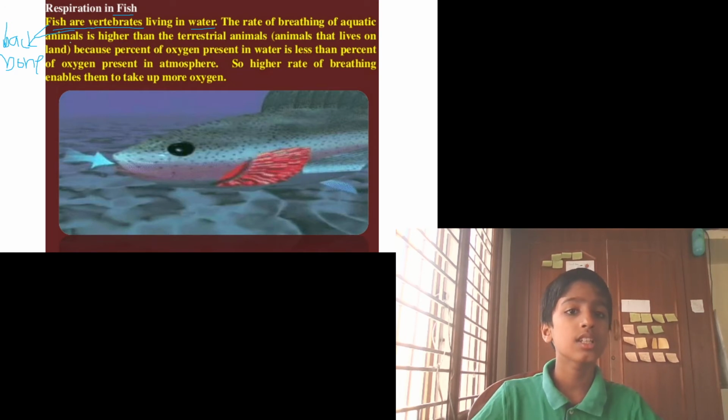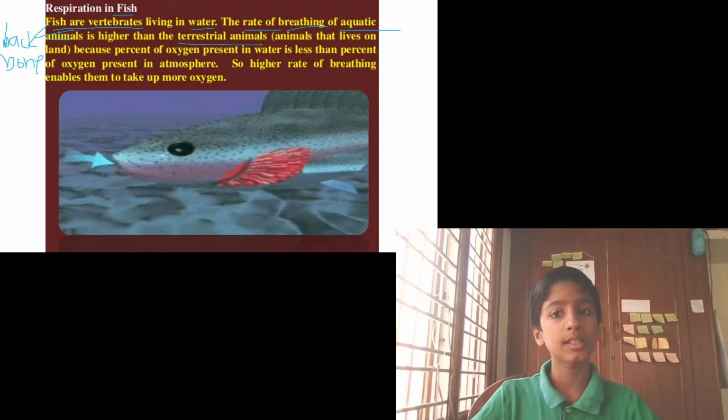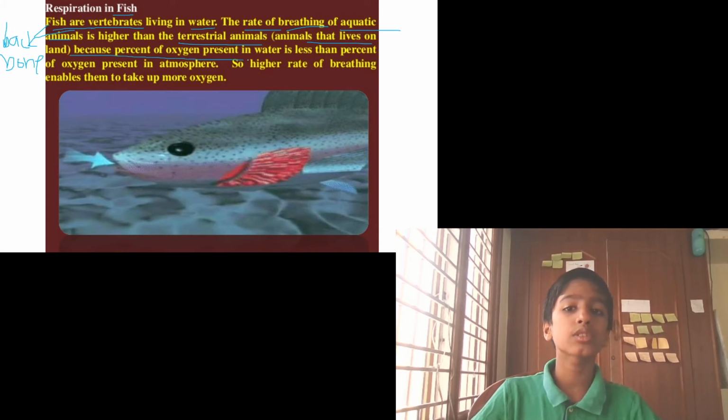So fish are the vertebrates which live in water, and the rate of breathing of aquatic animals is higher than the terrestrial animals. Yes, so the rate of breathing, how much they breathe, is more than us. Terrestrial animals are animals that live on the land. This is because the percent of oxygen present in the water is less than the percent of oxygen present in the atmosphere.